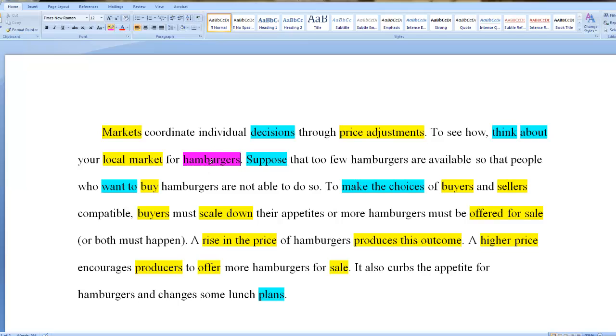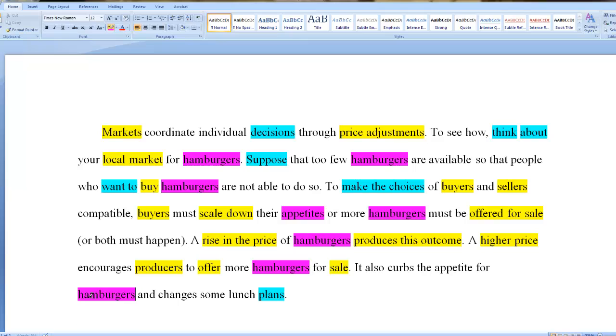And so now we want to look for things to do with hamburgers, and you're going to see lots of hamburgers, appetites, even more hamburgers, and appetite, and lunch.